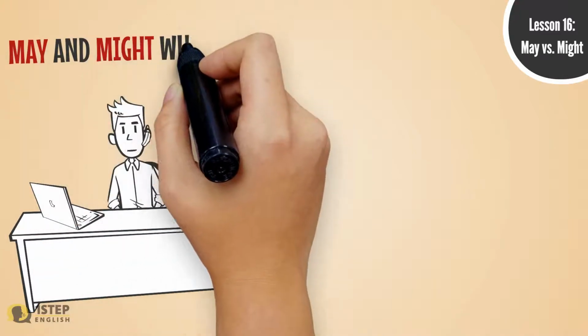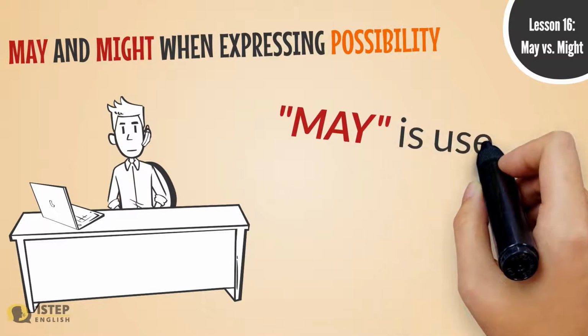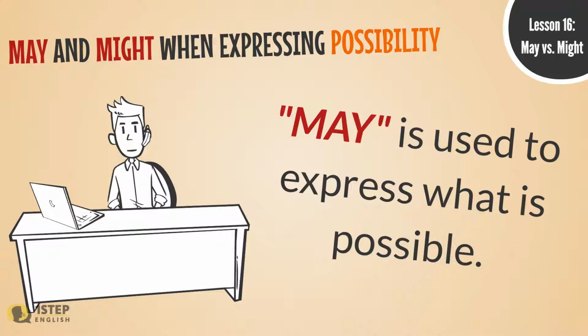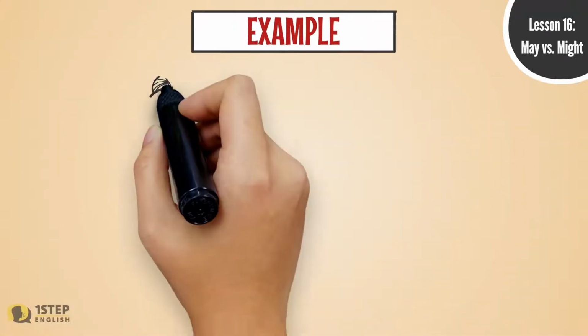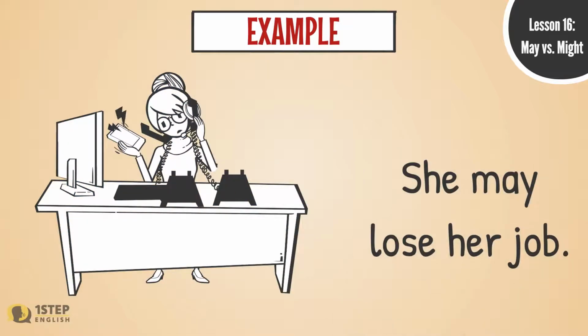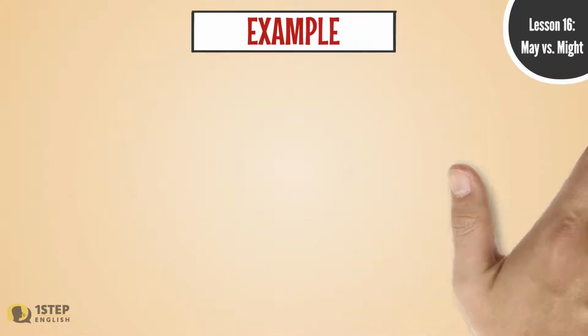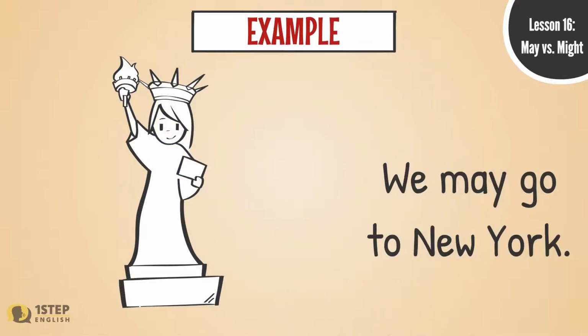1. May and might, when expressing possibility. May is used to express what is possible. For example, she may lose her job. May. She may lose her job. We may go to New York. May. We may go to New York.